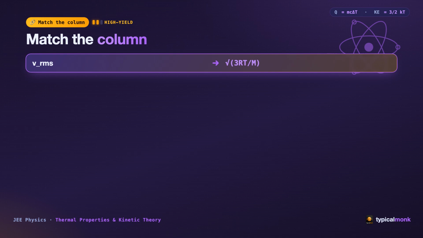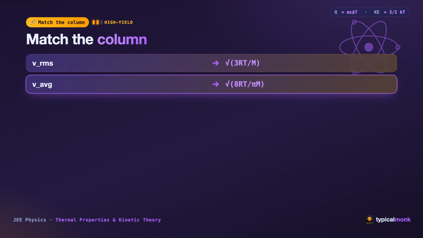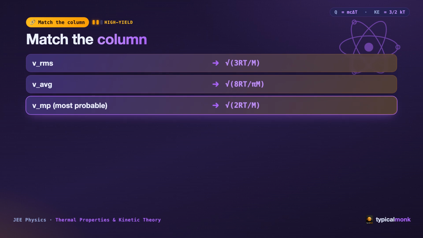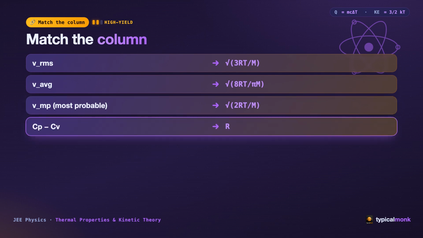A quick match now. Say each formula aloud before I reveal it. V RMS, the square root of 3RT over M, the fastest of the 3, because of the squaring. The average, the square root of 8RT over pi M, the middle speed of the 3. V most probable, the square root of 2RT over M, sitting at the peak of the curve, the slowest of the 3. And Cp minus Cv equals R, Mayer's relation, true for 1 mole of any ideal gas. If all 4 came to you before the reveal, kinetic theory is becoming yours.